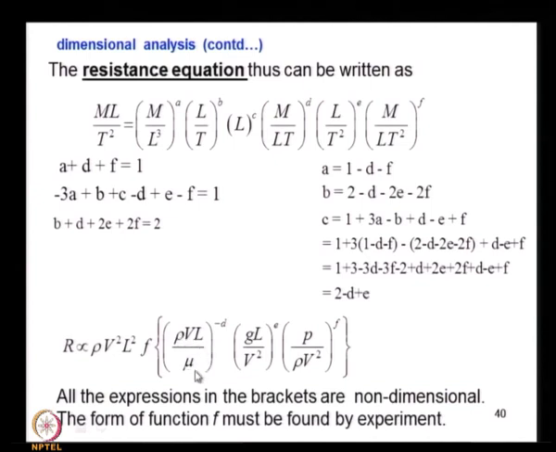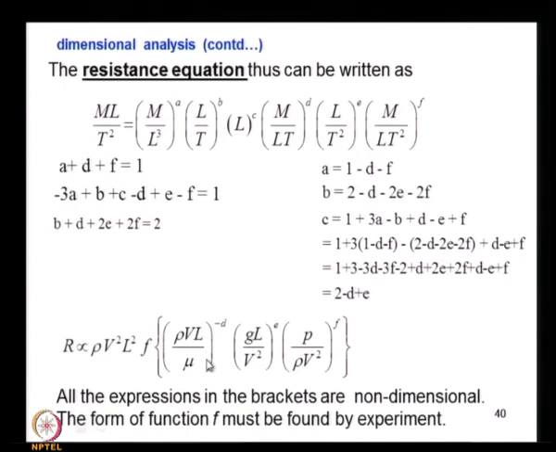So, VL by nu is representing what? It is a Reynolds number, and here you have gL by V square, or V square by gL, raised to minus e. So, which is representing the Froude number. So, here you have p by rho V square, which represents the Euler's number. So, you have all these parameters here.